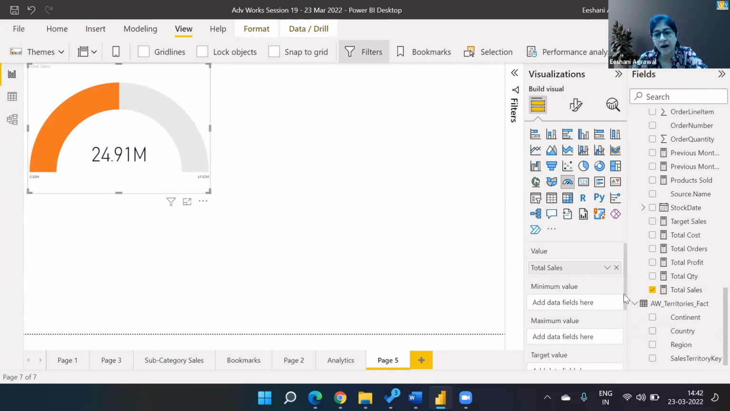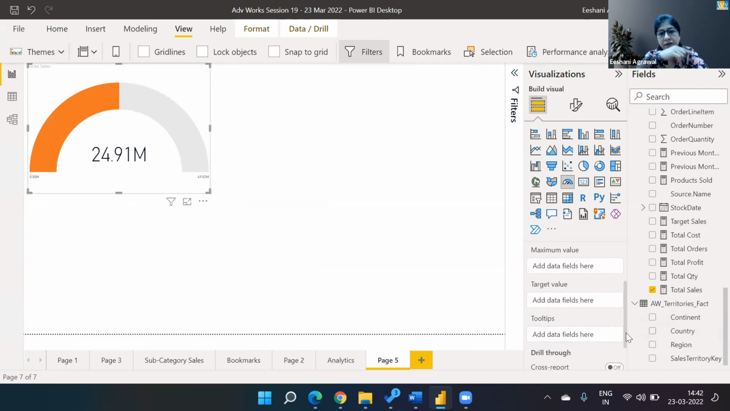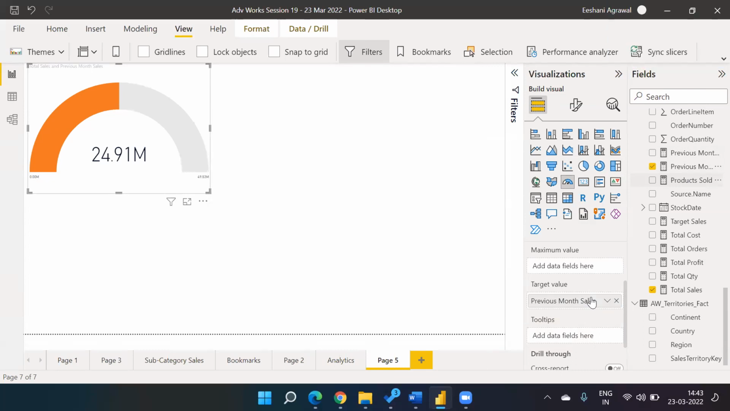Now, if I had a target, let's say the way we created our KPIs, we said, okay, there's a sales you are going to evaluate and the target is the previous month. So if I put previous month sales over here as a target, did it make any difference? No, it didn't make any difference. And why? Because the previous month sales is a tiny number as compared to the total sales value.